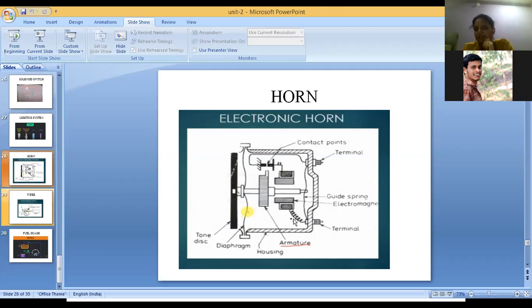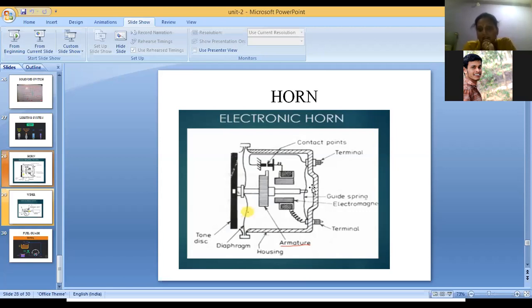Now let us see its construction and working. These are the terminals. This is the guide spring. This is the armature. This is the contact point. Here you have a winding so that you can create a magnetic field. And this outer one is called the housing. A diaphragm is fixed at this housing, and this is the tone disc.